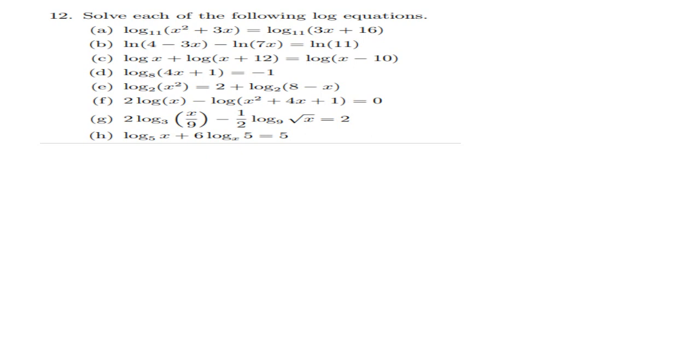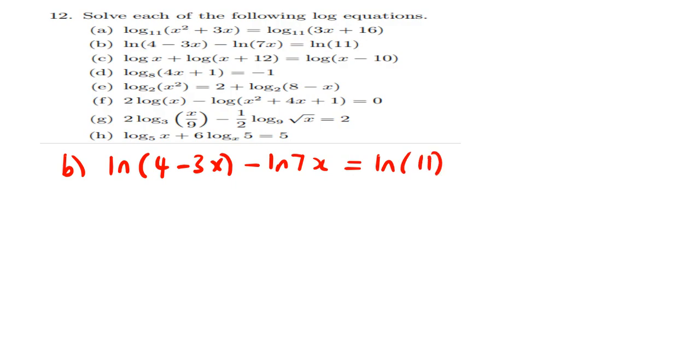We can also solve B. Now for B, we have natural log of 4 minus 3x, minus natural log of 7x, is equal to natural log of 11. Okay, so again, since the powers are the same, what are we going to do?